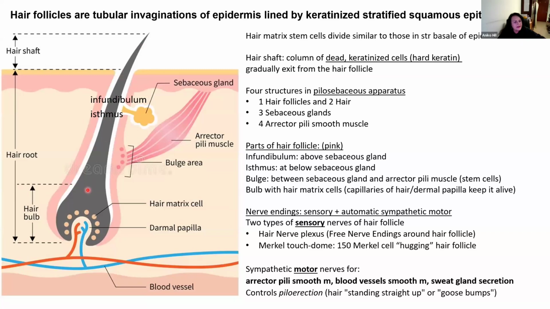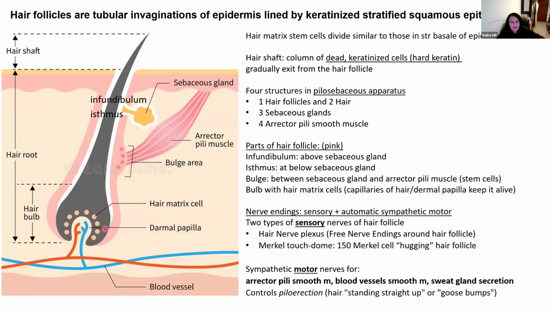The root is inside the dermis, and the hair bulb is deep in the dermis. Okay, now the actual parts of the hair follicle, which is pink on the slide, left and right. This is the infundibulum, which is above the sebaceous gland. There is a narrowing isthmus below the sebaceous gland, and there's a bulge between the sebaceous gland and the arrector pili muscle. And if you remember from lecture 1, this is a territory for a reservoir of stem cells.